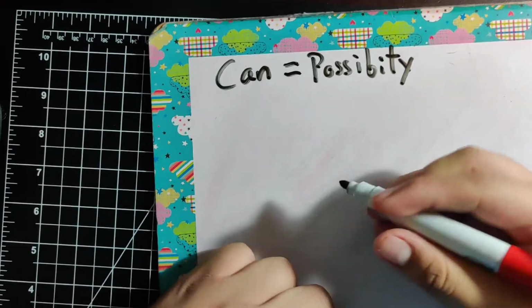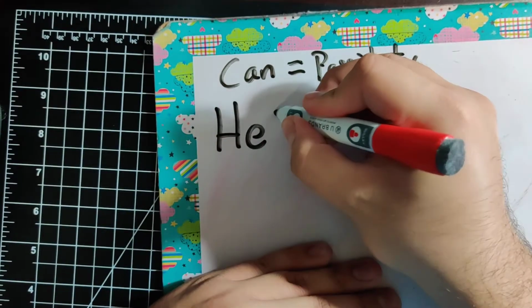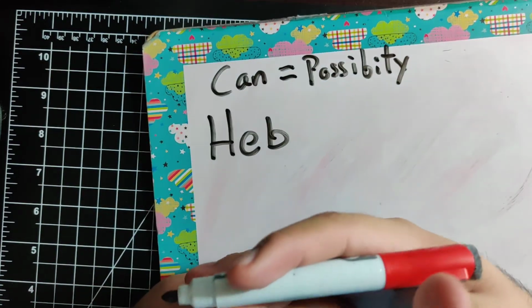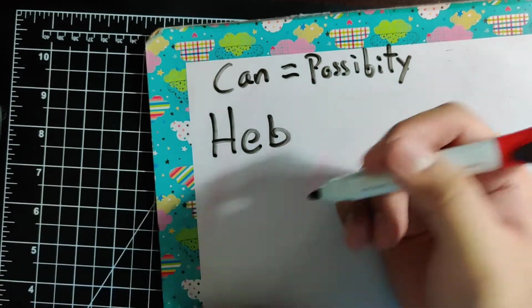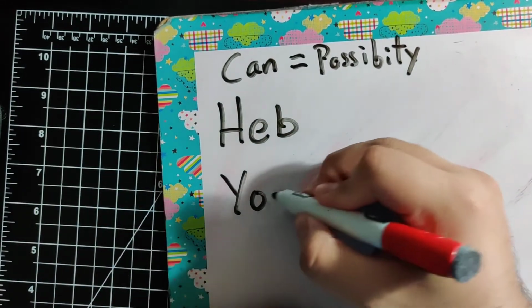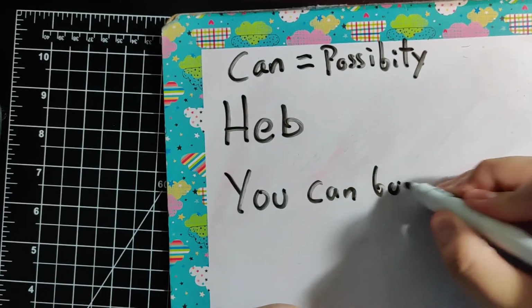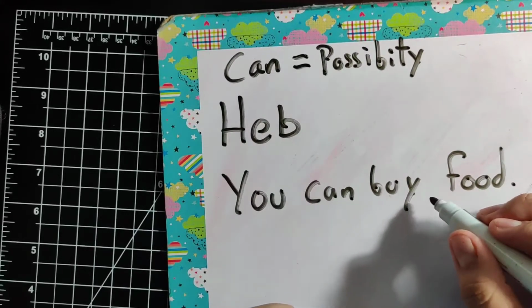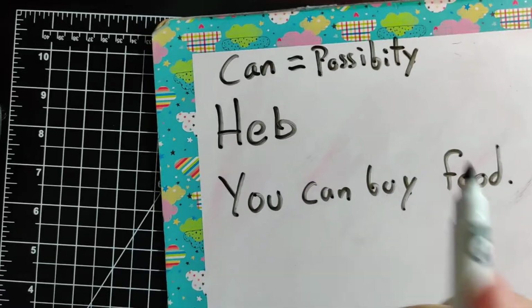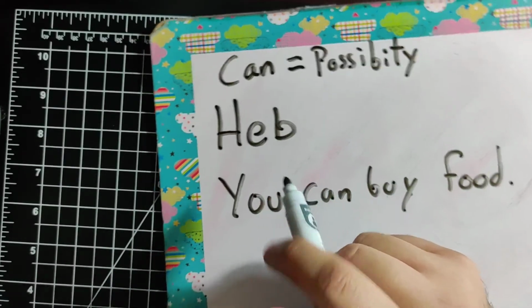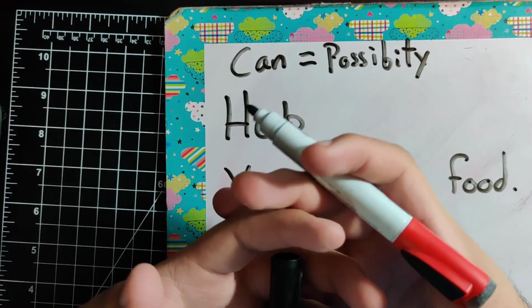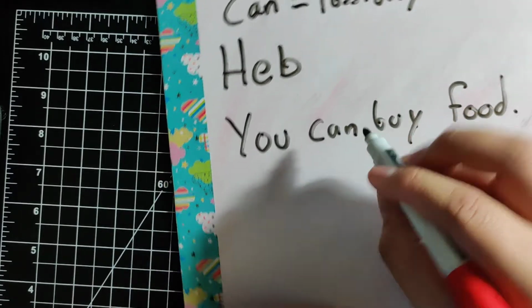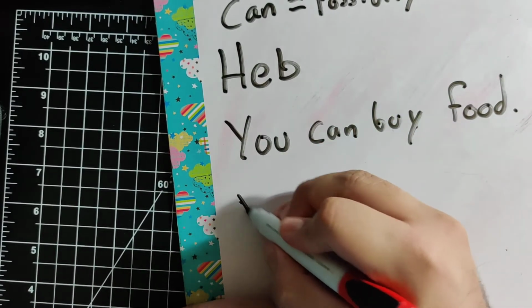For example, let's talk about HEB. HEB, the store. In HEB, what can you buy? In HEB, you can buy food. It's possible, right? Because they sell food. But can you buy a car? An actual car, like Ford, Kia, or Nissan, or whatever, Toyota. No, right? You can't. They don't sell that in HEB.